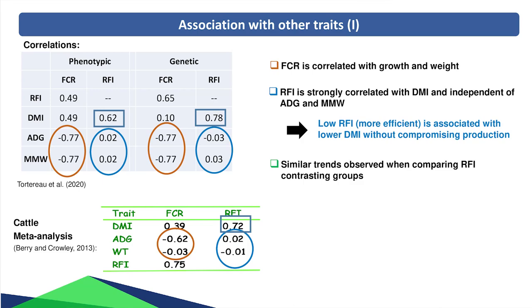While residual feed intake is strongly correlated with dry matter intake, remember that efficient animals are the negative ones. So if we want to improve feed efficiency, high feed efficiency is associated with lower dry matter intake. That is what we were waiting for. At the same time, the correlations, phenotypically and genetically, are close to zero. These are results from sheep, and these are from a meta-analysis in cattle. This confirms that low residual feed intake, the more efficient animals, is associated with lower dry matter intake without compromising production.